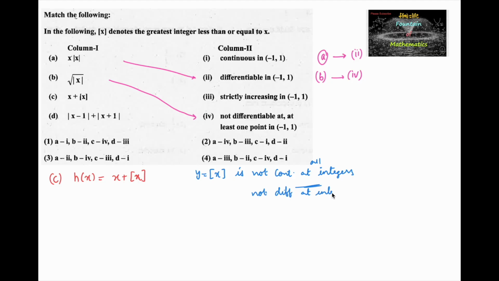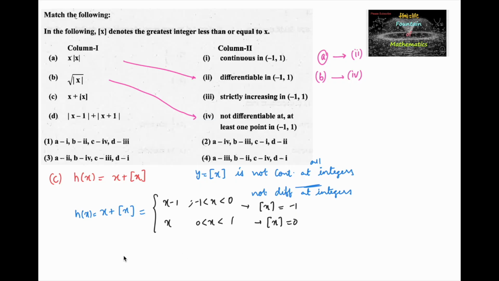But if you see in the interval other than integers, x plus step x we can write, for x lies between -1 and 0, step x value is equal to -1, so we can write x minus 1, and for x lies between 0 and 1, step x value is 0, so we can write x.